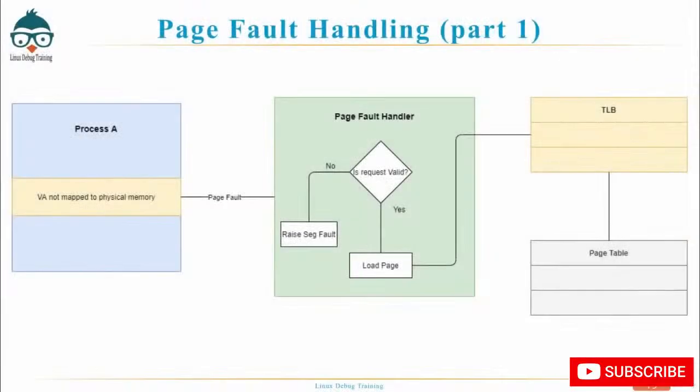In the next two slides, we will look at page fault handling in Linux. In this diagram, we can see a process that is running and which suddenly encounters a virtual address that is not mapped to physical memory. The operating system raises a page fault and puts the process to sleep. The page fault handler checks the validity of the request. If it is not a valid request, it raises a segmentation fault. Otherwise, it tries to honor the request using the TLB and the page table. In the next slide, we will look at these steps in a little more detail.